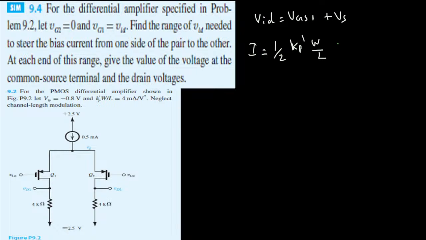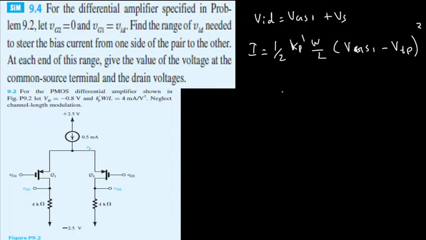V overdrive is nothing but VGS minus V threshold, so we can put that one right here because we are interested in finding the VGS. So instead of V overdrive I put VGS1 minus V threshold, that is VTP in this case because this is a P MOSFET. Okay, now let's go ahead and plug in all the values. The current is 0.5, but before I plug in values it's better to rearrange this and put it in terms of VGS, because that's what we are interested in, and the input differential voltage is given by this.